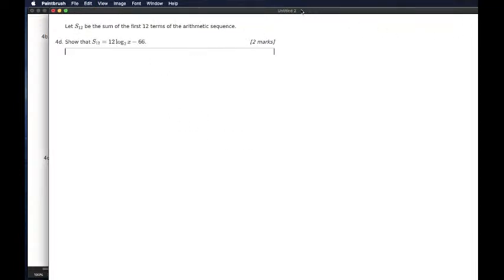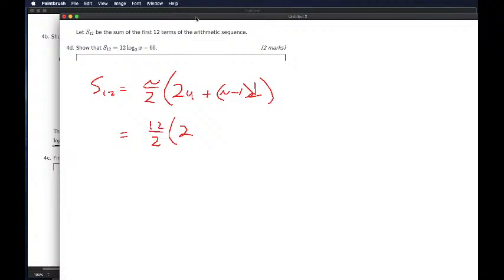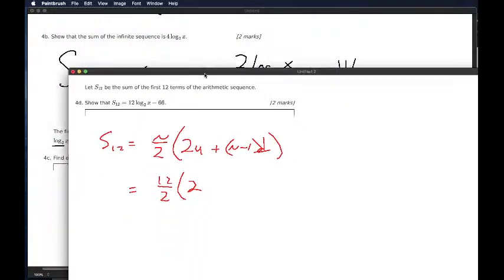So it's the sum of the first 12 terms. So S12 is equal to n over 2 times u1 plus n minus 1 times d. Now you just have to insert everything in. So 12 over 2 times our log. First, u1 is log 2x.